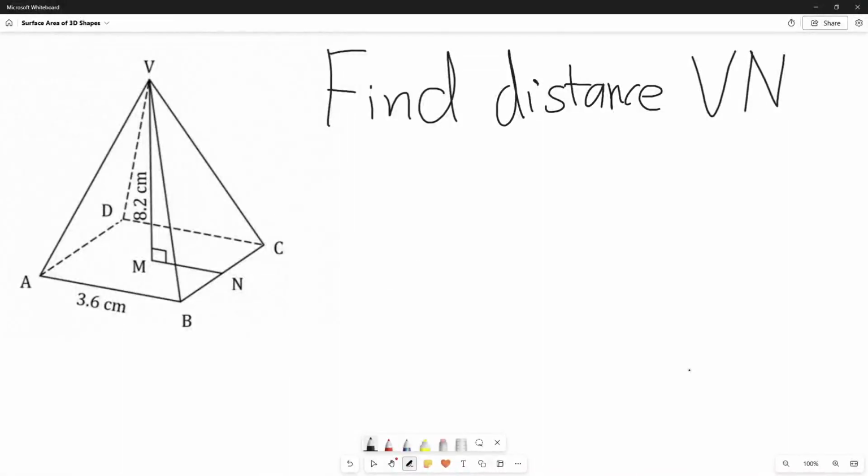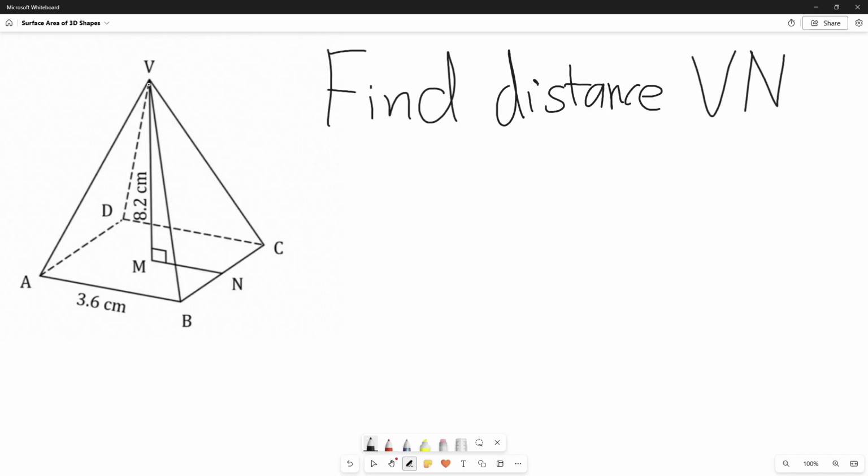And now, let's get into some practice problems. If you think you can do this one, pause the video and try it. In this problem, and for all the next problems that I'm going to show, we're given this right pyramid, and this part asks us to find distance VN.